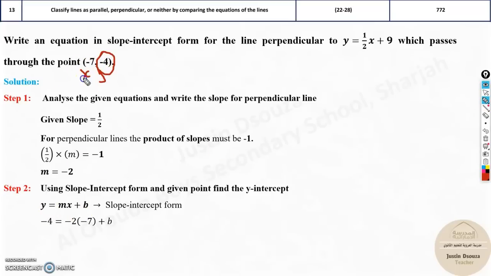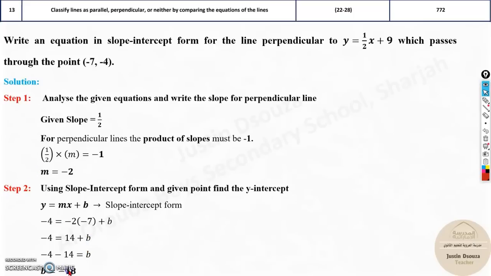y is -4, m is the slope -2, x is -7. The b value is unknown. That is the y-intercept. We will simplify this. -2 times -7 is +14. Now take 14 to the other side, it will be -18. So the b value is -18.